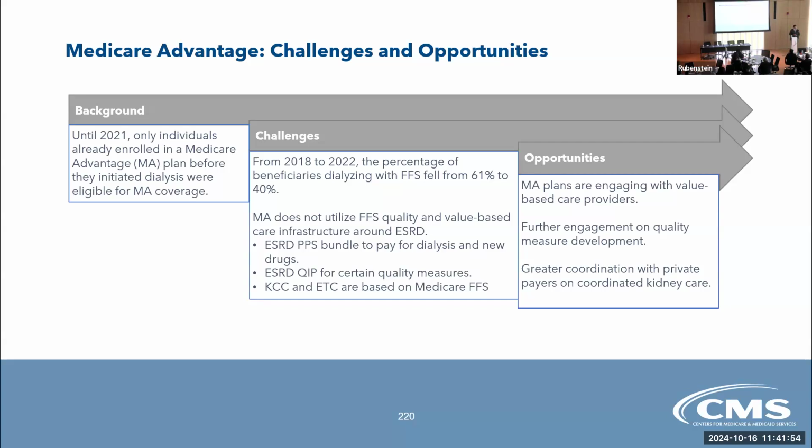So one big point here is Medicare Advantage, where until 2021, only individuals already enrolled in an MA plan were eligible for MA coverage. But once that changed, the proportion of beneficiaries dialyzing with Medicare fee-for-service fell a lot. And now about half the beneficiaries in Medicare are on Medicare Advantage. What this means is that CMS has built a lot of quality and value-based care infrastructure around kidney disease, and none of that is directly replicated in Medicare Advantage. So there's no bundle to pay for dialysis or new drugs. There's no ESRD QIP, and none of these value-based care things.